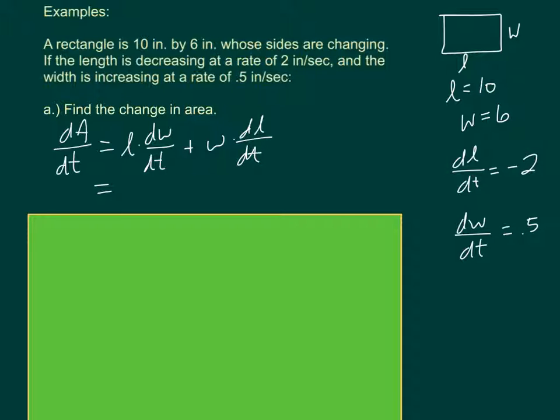So the length is going to be 10. The change in width is 1/2, 0.5. Our width is still 6. Our change in length is -2. So multiplying that out, we're going to get 10 times 1/2 is 5. 6 times -2 is -12. So this is actually decreasing by 7 square inches per second, because we're talking about area.